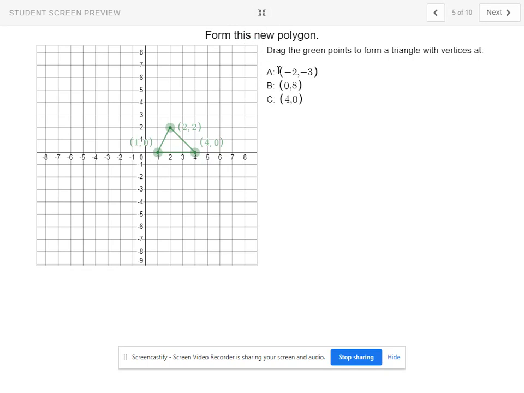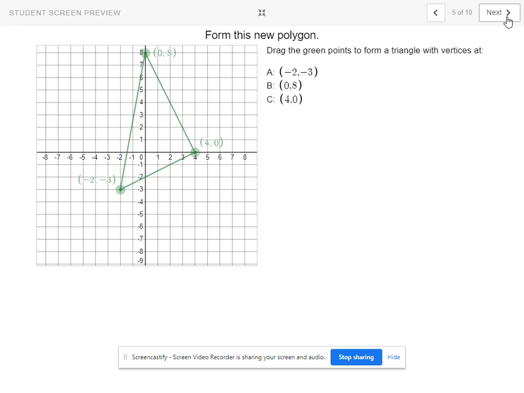Let's look at a new polygon. Let's look at a triangle. Again, we need to graph it. So negative 2, negative 3. I'm going to grab this one, drag it over to negative 2, down to negative 3, 0, 8. So I'm going to bring this all the way up here. And that one's already at 4, 0. So if we create our polygon here, make sure you do that first because the next screen is going to use this. So make sure your screen looks like mine.